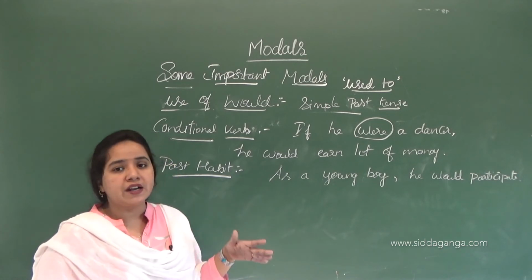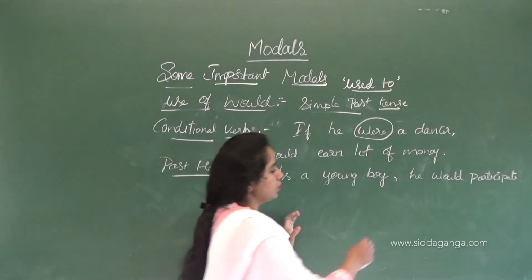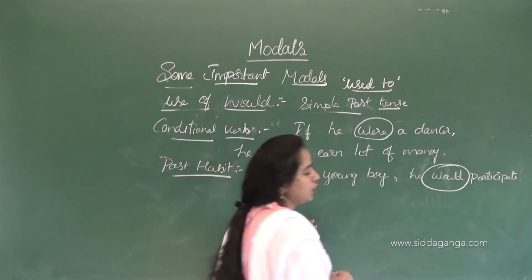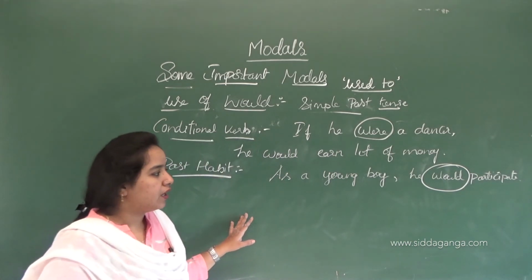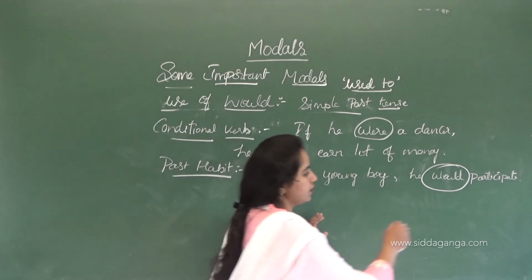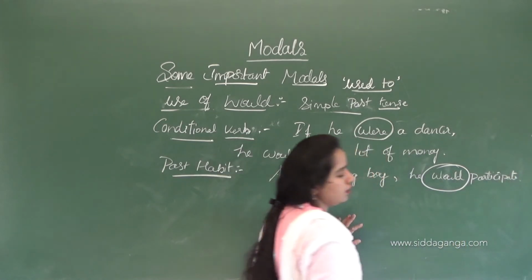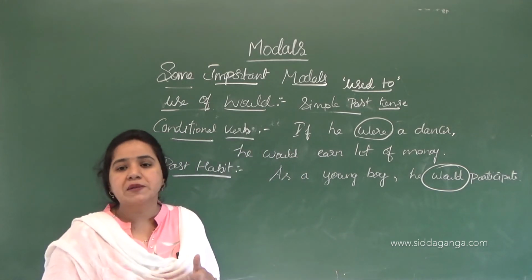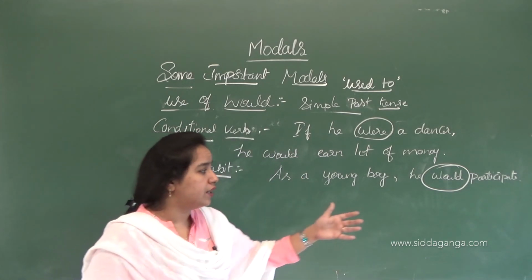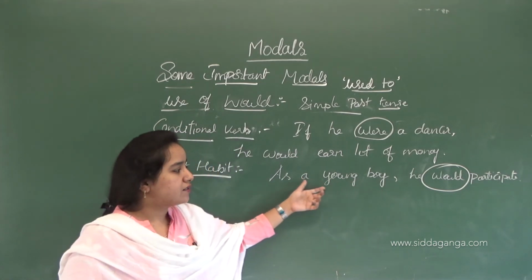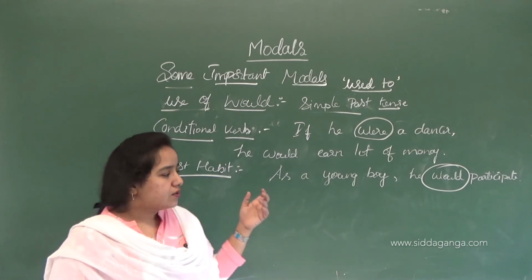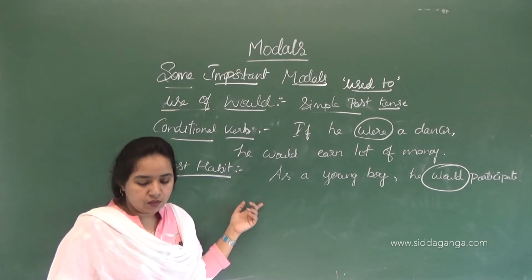Okay, instead of using participated, you should use would. It tells about the past habit. So there you can't use participated, you don't use this, because it already tells about the past habit. In that case we can use would.